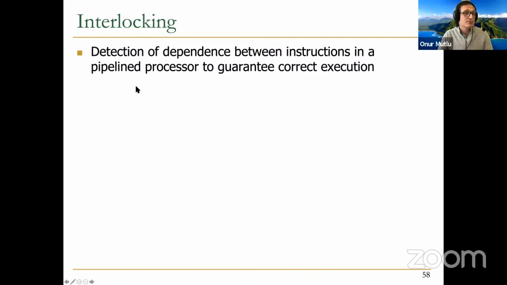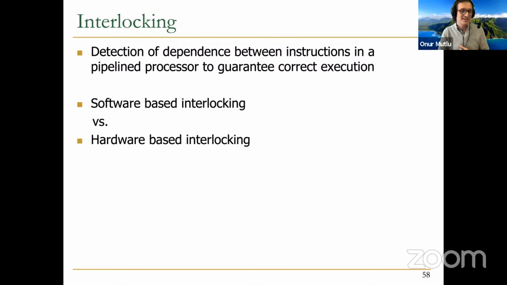Basically, interlocking is one way: detection of dependence between instructions in a pipeline processor to guarantee correct execution. That's the idea of interlocking. This is also called interlocking, stalling. How do you detect this dependence? There are multiple ways of doing this, software-based interlocking versus hardware-based interlocking. And we're going to talk about both, actually.